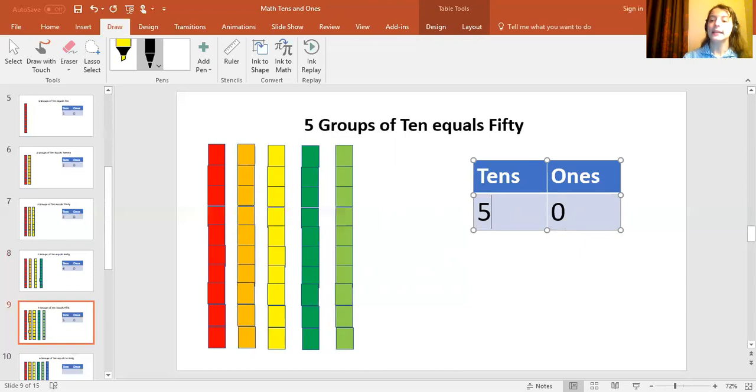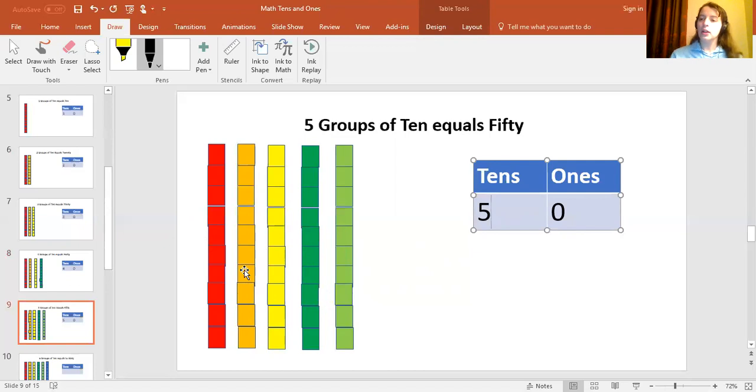So let's go over the numbers that we have had so far. We have 10, 20. This red is 10. And then this orange one together with the red group makes 20. The yellow together with the red and orange group makes 30. The green together with the yellow, the orange, and the red group makes 40. And then the light green with the darker green, the yellow, the orange, and the red makes 50.